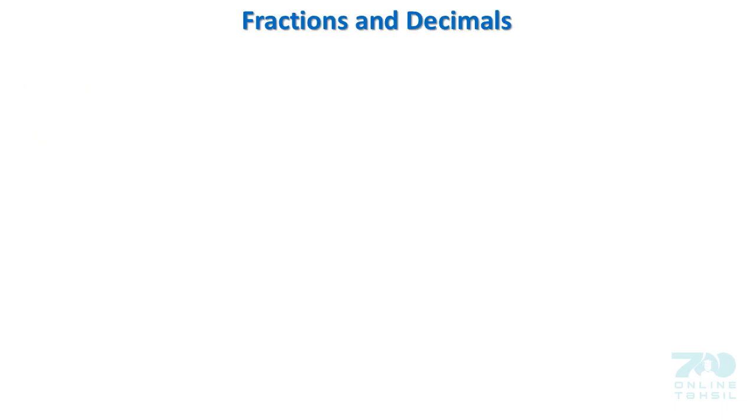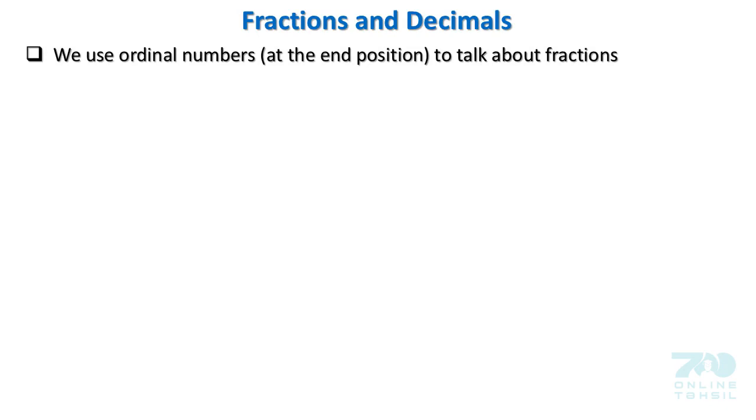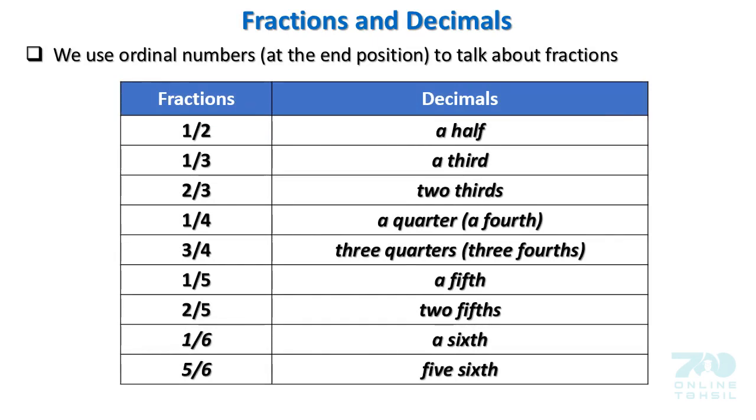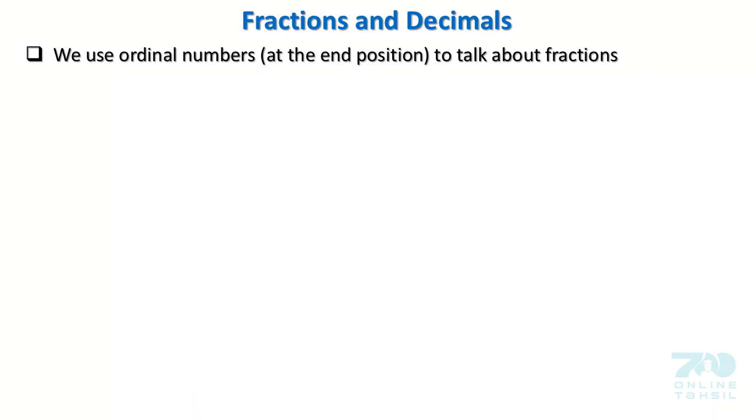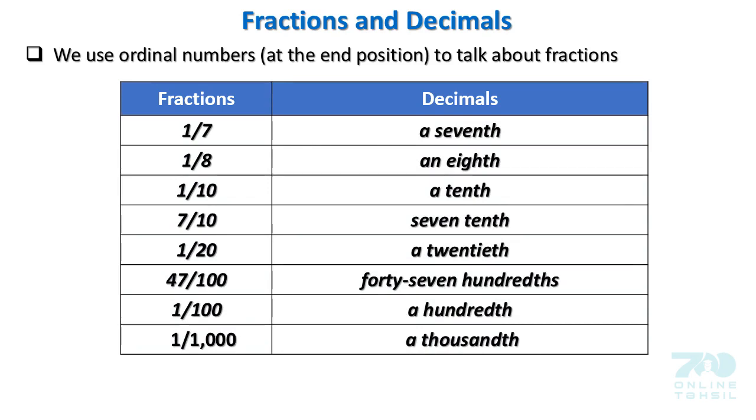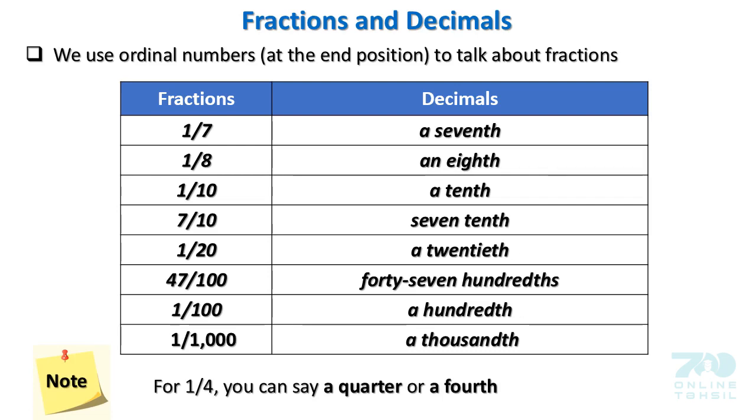Fractions and decimals. We use ordinal numbers at the end position to talk about fractions. A half, a third, 2/3, a quarter or a fourth, 3/4, a fifth, 2/5, a sixth, 5/6, a seventh, an eighth, a tenth, 7/10, a 20th, 47/100, a hundredth, a thousandth. Notice that 1/4 you can say a quarter or a fourth.